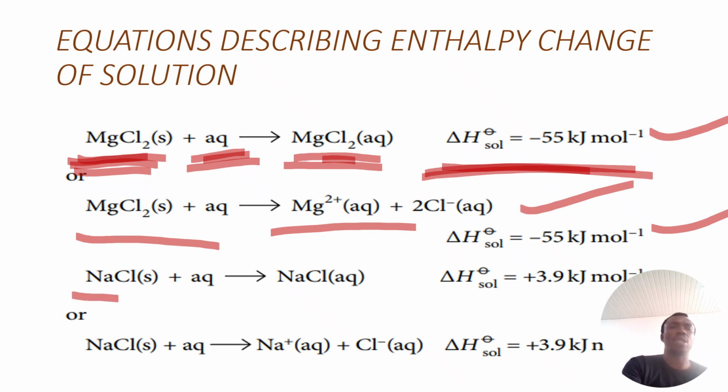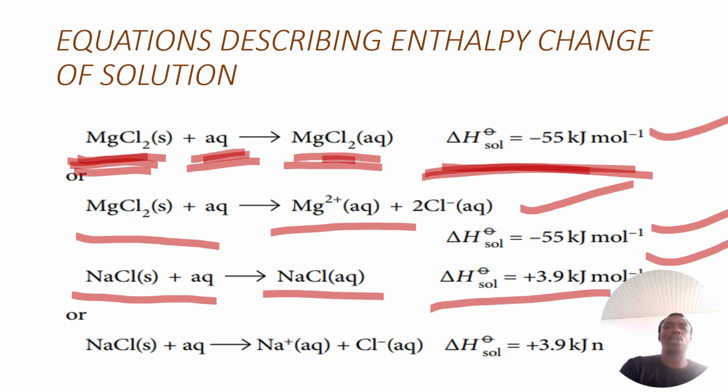Now this is the equation describing the enthalpy change of solution of sodium chloride. So it's an endothermic process. You can see that the enthalpy change of solution is positive. That means energy is absorbed from the surrounding into the system. So it can be in this form or in this form.